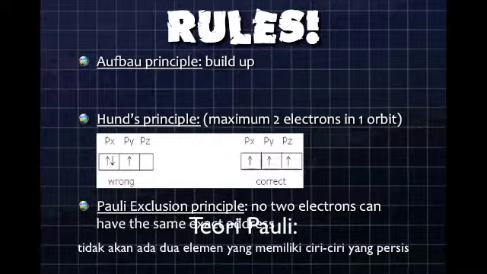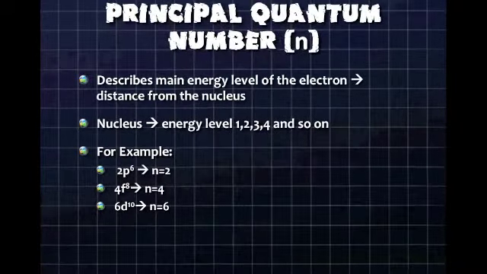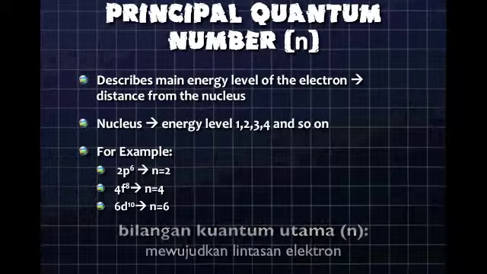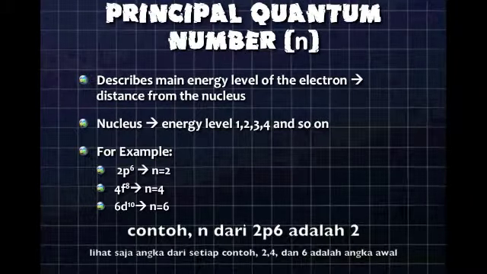So the first one is the principal quantum number, or the small n. It describes the main energy level or the distance from the nucleus. The energy level is 1, 2, 3, 4, and so on. I have an example here. It's 2p6. So the n, or the principal quantum number, is 2. You just have to look at the first digit here. If it's 2, then n is 2.